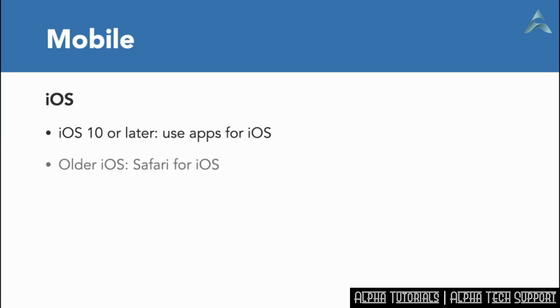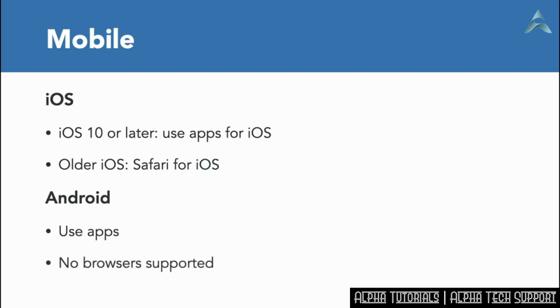If you're using an older iOS, then Safari is the best browser for SharePoint and also for Office on the web, on iPhones and iPads. But some of the features that I show you may not be available if you're using Safari. If you're using an Android device, then simply use the SharePoint app for Android, which you can download from Google Play.